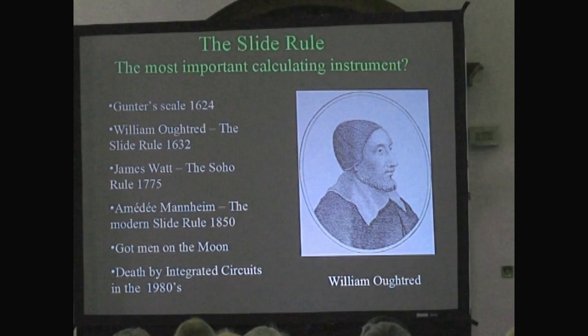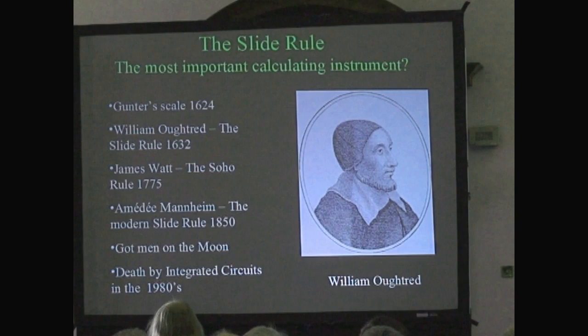Who invented the cursor, I'm not sure, but the modern slide rule, this sort of thing, dates to 1850, this Frenchman called Mannheim, really produced the standard form, and they've been used ever since. I've said they've got men to the moon. They didn't have much other means of doing design work other than by using slide rules to produce all the hardware to get people to the moon.